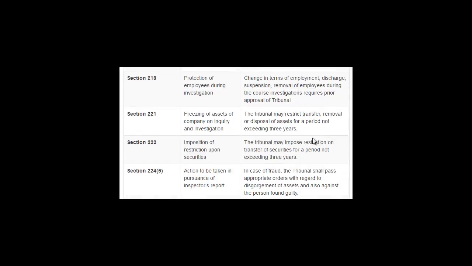Section 221 talks about freezing of assets of the company on inquiry and investigation, which mainly says the tribunal may restrict transfer, removal or disposal of assets for a period not exceeding 3 years. So if your assets are frozen on inquiry and investigation, the tribunal may restrict your company from transfer of shares, removal of shares or assets, or disposal of assets for a period not exceeding 3 years. The tribunal is also restricted to a 3 year time frame. That is a pervasive action, we can say.